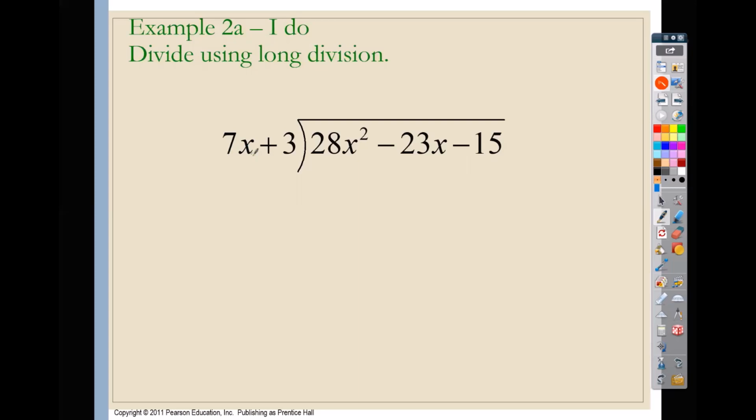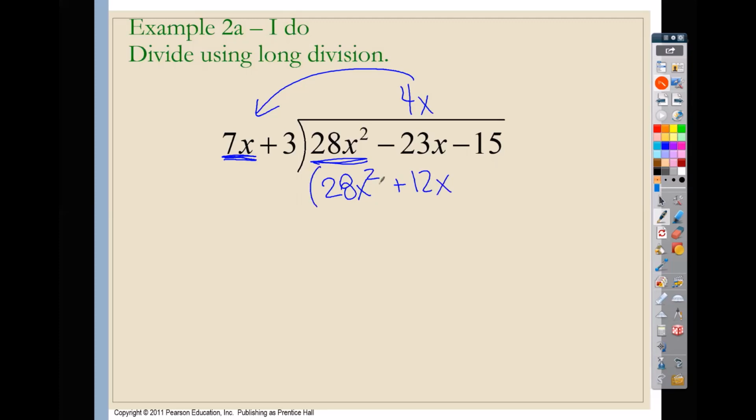So when I do long division, I say, okay, what do I need to multiply to this first term to get this first term? So what do I have to multiply to 7x to get 28x squared? I need to multiply a 4x. Now I'm going to multiply this 4x times 7x plus 3. So when I do that, I would get 28x squared plus 12x.